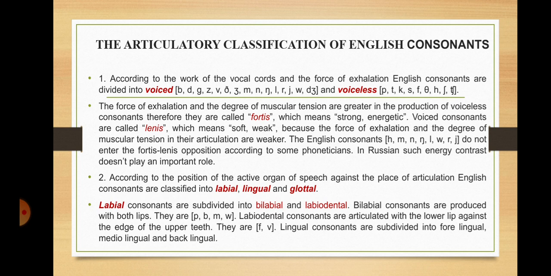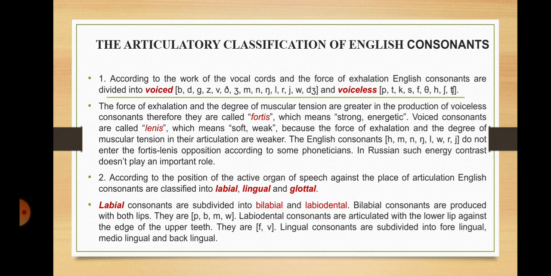The force of exhalation and the degree of muscular tension are greater in the production of voiceless consonants. Therefore, they are called fortis, which means strong, energetic. Voiced consonants are called lenis, which means soft, weak, because the force of exhalation and the degree of muscular tension in their articulation are weaker. The English consonants h, m, n, l, w, r, y do not enter the fortis-lenis opposition according to some phoneticians. In Russian, such energy contrast doesn't play an important role.